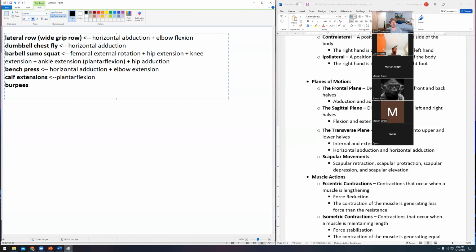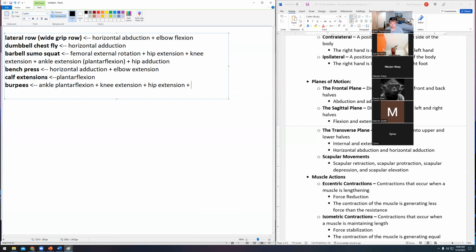And then burpees, man, this is going to be a lot of movements. Burpees is a lot. It's all the same stuff as a regular squat, plus a bunch of stuff in the shoulders and elbows. What's funny about a burpee is it's a push-up plus all the normal squat stuff. So we're going to do all the normal squat stuff. We'll say ankle plantar flexion plus knee extension plus hip extension. So there's the squat part, right? There's the triple extension we talked about.